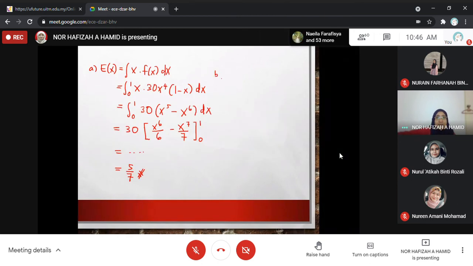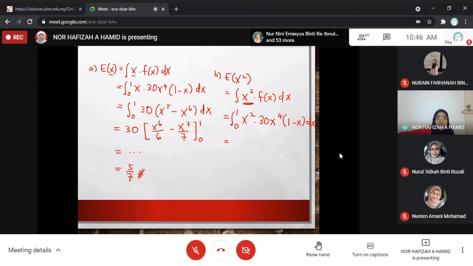So for B, you need to find E(X squared). You can refer to this one. If E(X), then this one will be x. If E(X squared), then the formula becomes x squared times f(x) dx. The f(x) you don't change. The f(x) is still your function. We only change the part at the front. The limits are also the same, we don't change them. You take 0 until 1. So you have x squared times the function f(x), which is 30 x to the power of 4 times 1 minus x dx.